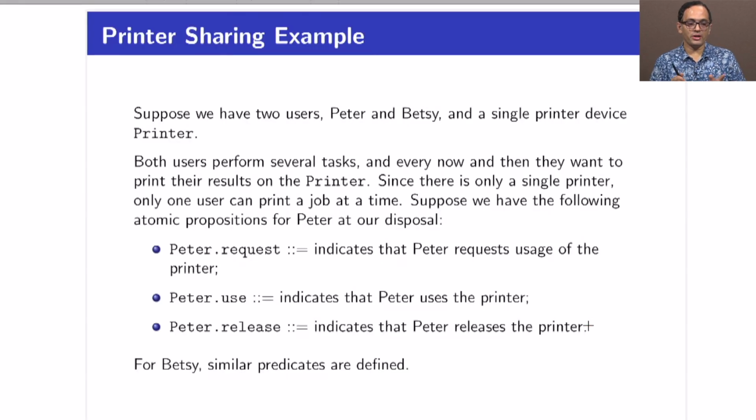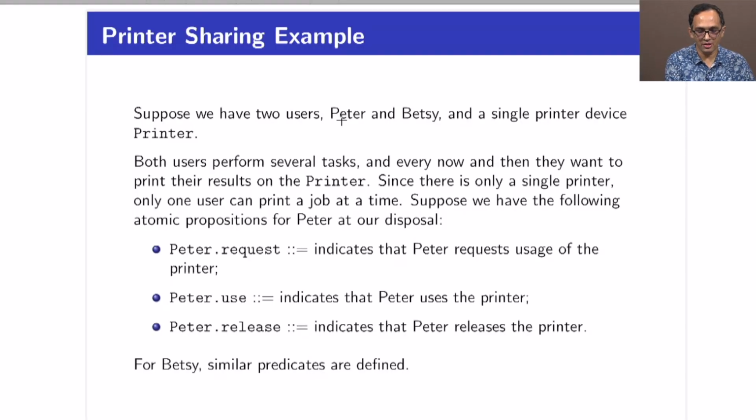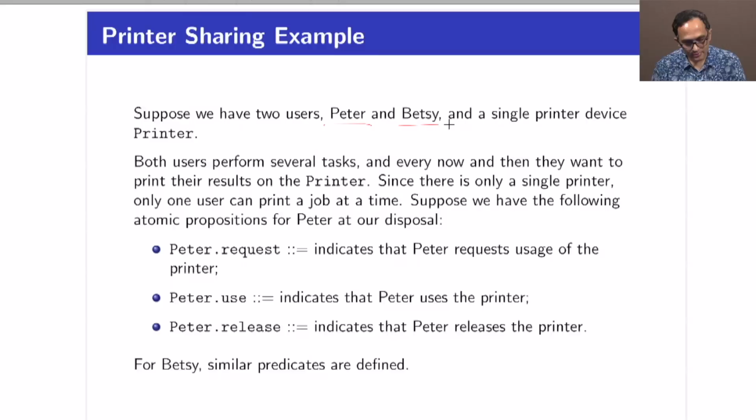Now I will take one more example, the printer sharing example. Think about a printer in the network and two persons, Peter and Betsy, who want to use the printer. They can print anything on the printer, and the only constraint is that at a time the printer can only print one person's job. They cannot print together on the printer.